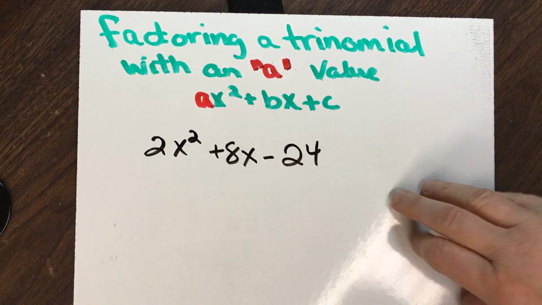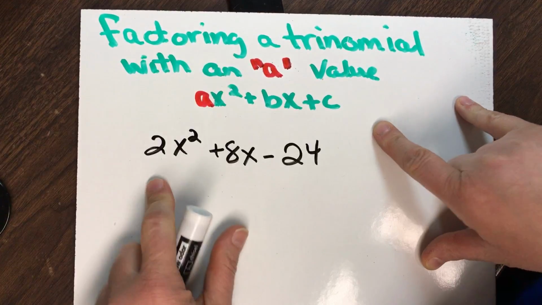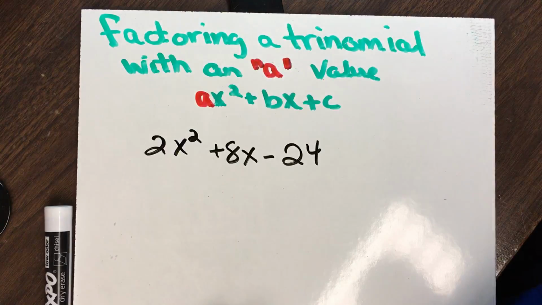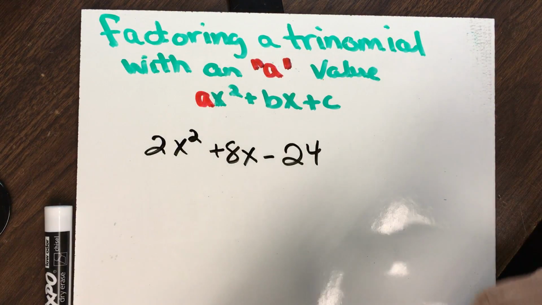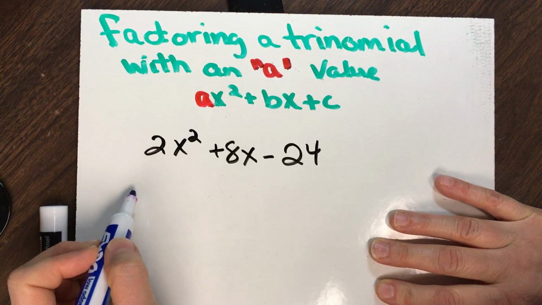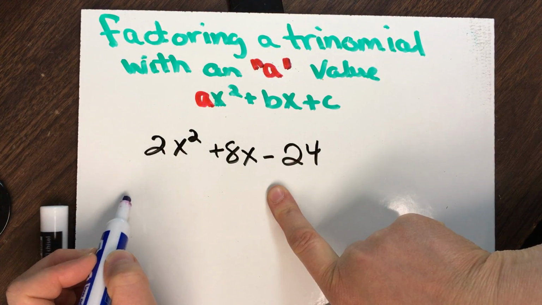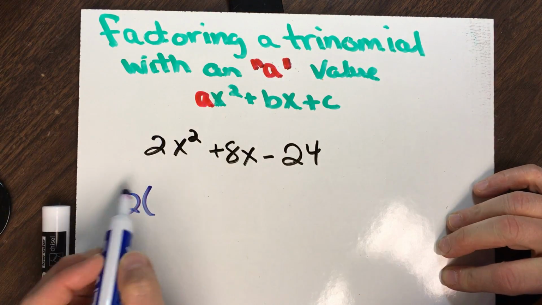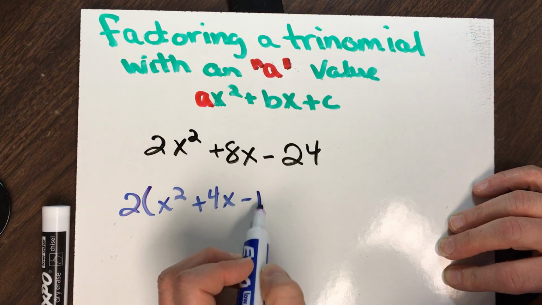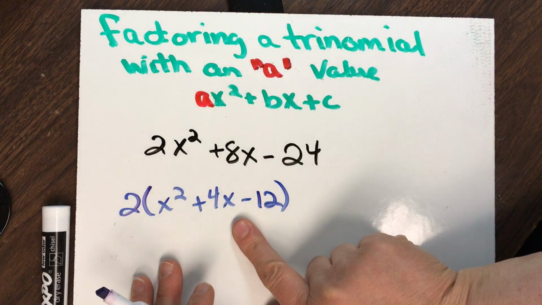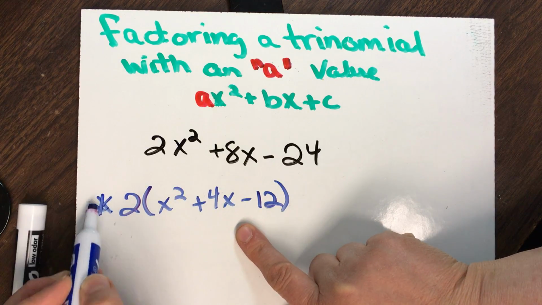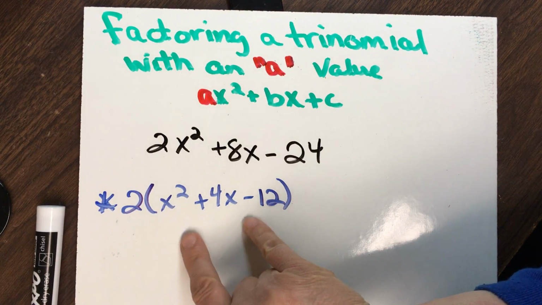All right, this time we're factoring a trinomial with an a value. So we have a coefficient here. That's our a value. So we're going to do our first step, and that is get our GCF for this whole thing. So if I pull a 2 out of all of that, then I'm left with x squared plus 4x minus 12. All right. So for now, I'm just going to drop the 2, and I'm going to work this right here.